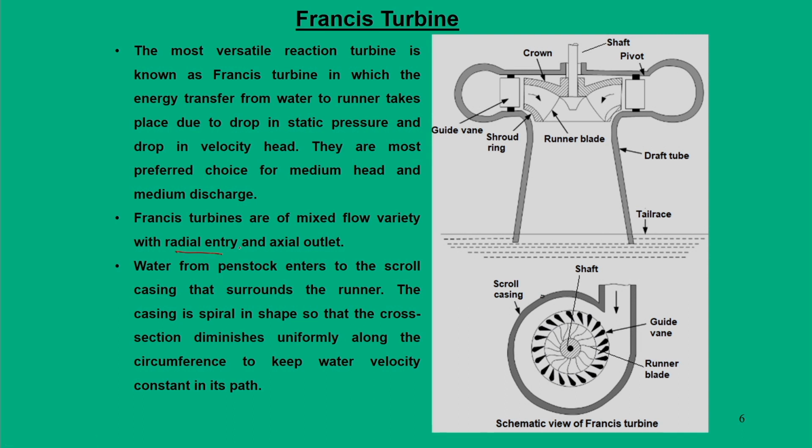Now, how it is radial entry and axial outlet, you can understand from this figure. So, water from the penstock enters this scroll, that means water entry is from this side. So, this is from the penstock.